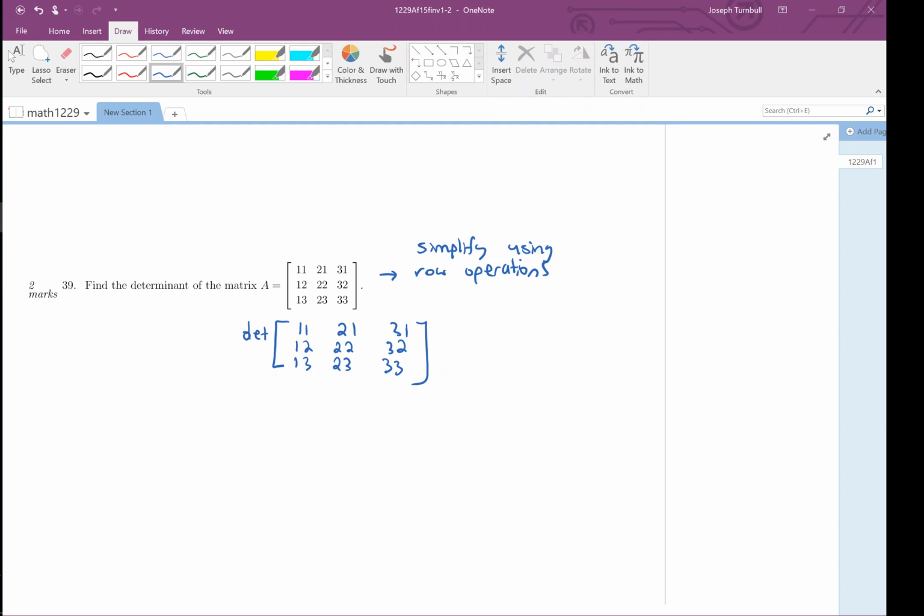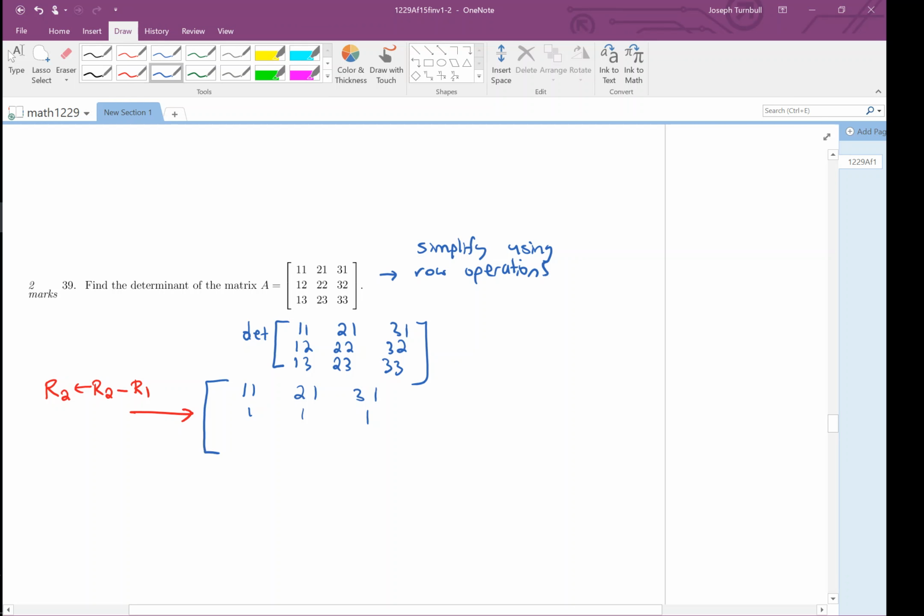Or a move that doesn't change anything, I could take one row or one column and subtract it from another row or column in any multiple. So that's what I'm going to do next. My move will be, I'm going to take row 2 and replace it by row 2 minus row 1. Let's see what happens. Leave row 1 alone. 11, 21, 31. Now subtract row 2 minus row 1. 12 minus 11, 1. 22 minus 21, 1. 32 minus 31, 1.